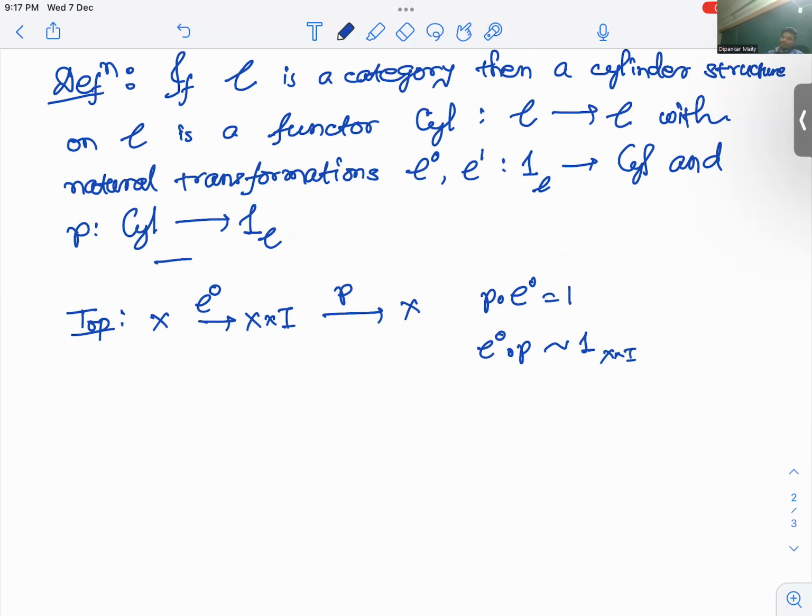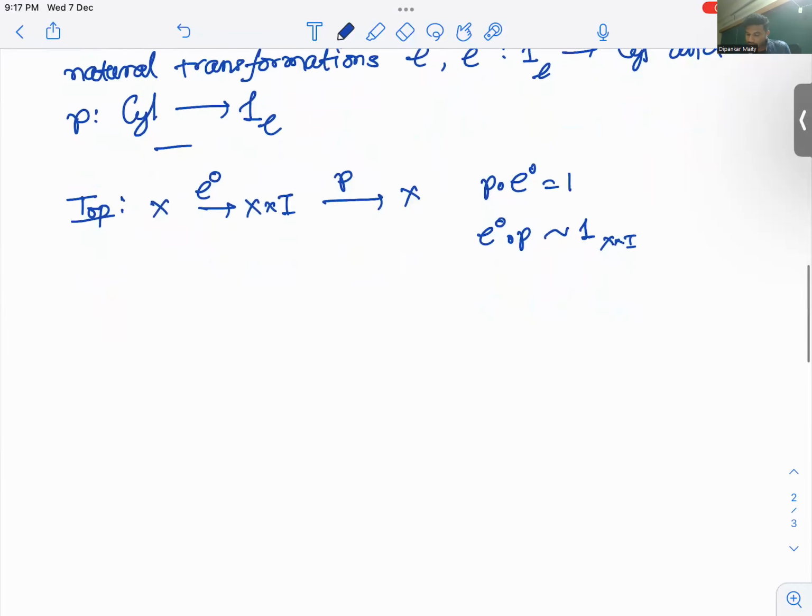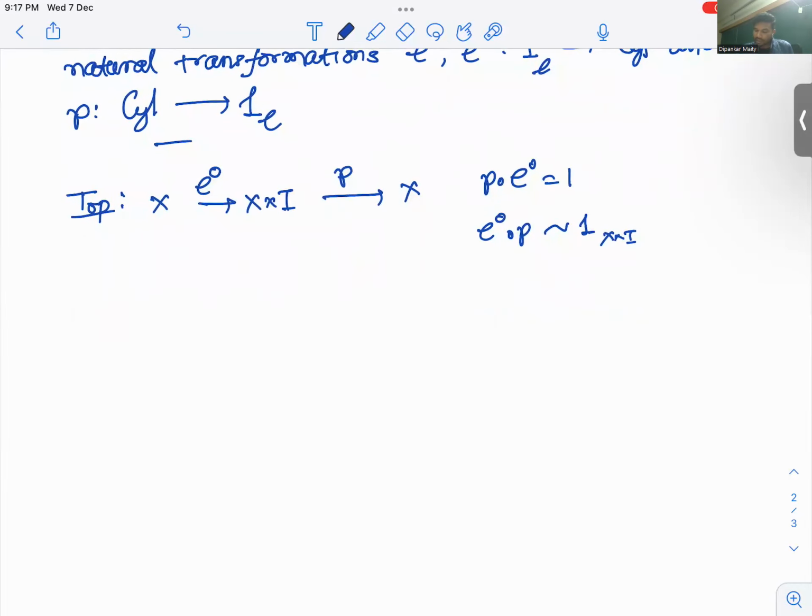So this is a very nice property of the topological cylinder. But the way we have defined a cylinder structure for an arbitrary category, it does not really look like this homotopy equivalence holds. Remember, once given a cylinder structure on a category, we could define the notion of homotopy between maps.